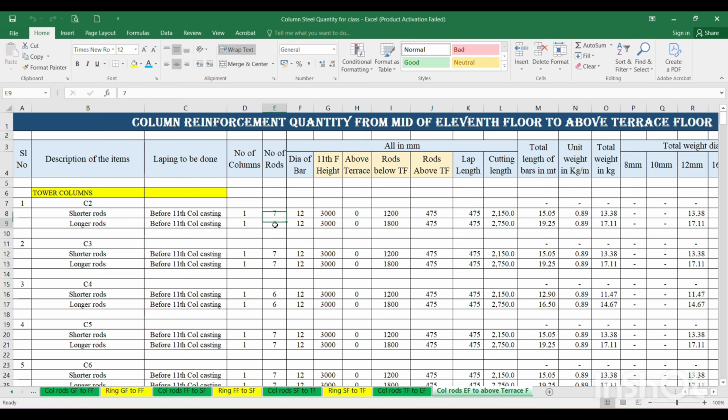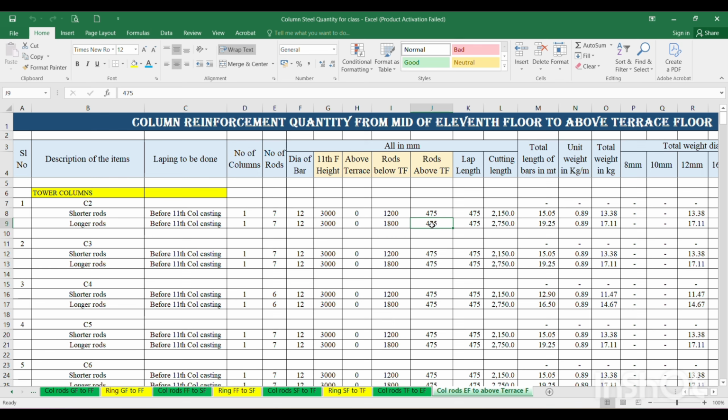This is out of 14, 7 plus 7, 12 dia. This is the 11th floor height, and this rod will not go above terrace floor. That's why above terrace floor it becomes 0. For the rod below terrace floor, the shorter rod is 0.4 times of 11th floor height, and the one more longer rod below terrace floor is 0.6 times of 11th floor height. And this is 475 for one lap length above terrace floor.